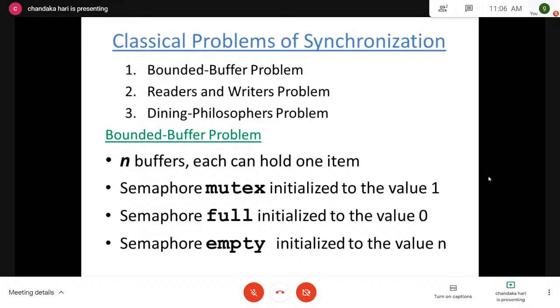Where producer is making count equal to count plus 1. Consumer is making count equal to count minus 1. To protect that, we use the mutex variable. Full is a variable. Full, in the sense, is not indicating that the buffer is full.